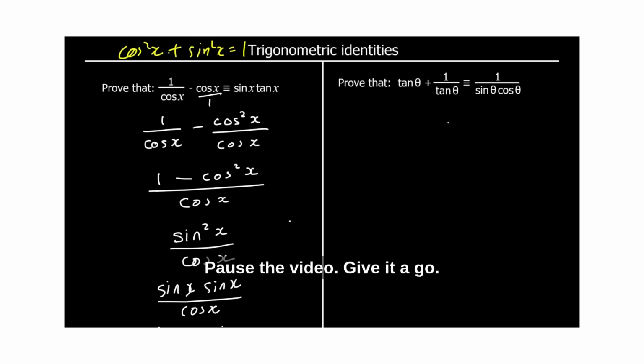One for you to try. Pause the video, give it a go. So prove that tan theta plus 1 over tan theta is equivalent to 1 over sine theta cos theta. So we can change tan into sine over cos, probably the easiest thing to do. So let's write sine theta over cos theta. And we've got 1 over tan theta.